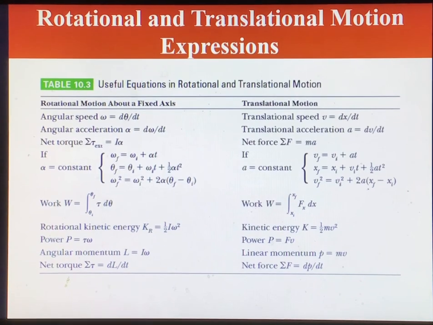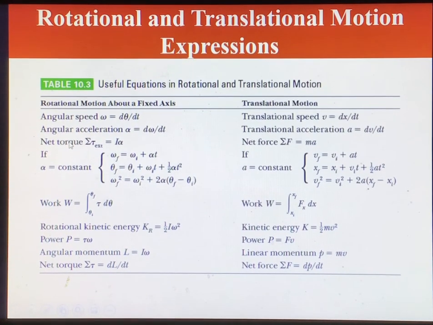So now we're going to compare. Very quickly here, we just want to show how to compare. This is a very useful table, number 10.3. It really tells you the relationship between the rotational motion and translational motion. If you look at angular speed, angular speed omega is just the change in the angle with respect to time. And then you have the translational speed v, which is dx by dt. Now angular acceleration is alpha, which is d omega by dt. Translational acceleration is a, which is dv by dt.